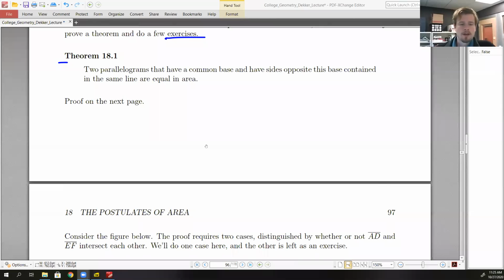Welcome back to geometry. We want to take a look at section 18, looking at the second half of it. So we want to just consider the following theorem. If we have two parallelograms that have a common base and have sides opposite that base contained in the same line, then they have equal area.